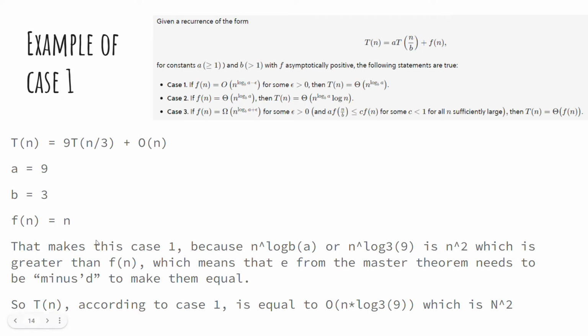That makes this case 1, because n^(log_b a) is n^(log_3 9), which gives you n squared because log base 3 of 9 is 2, which is greater than f(n). So f(n) is O(n) versus n^(log_b a), which is n squared. We'll use case 1, and we end up with T(n) = Θ(n^(log_b a)), which is n squared.